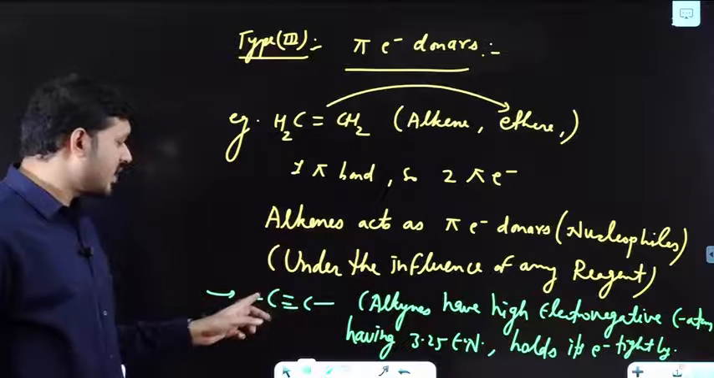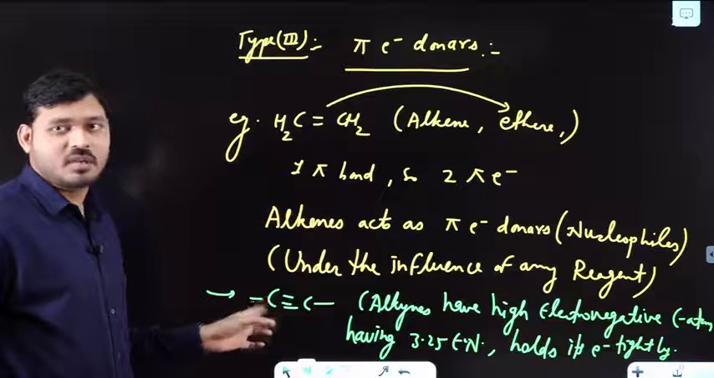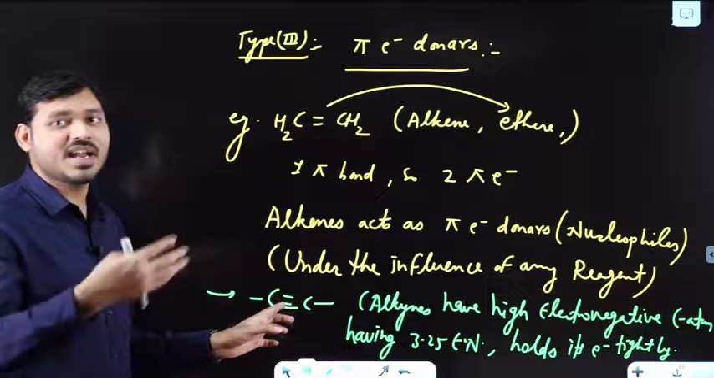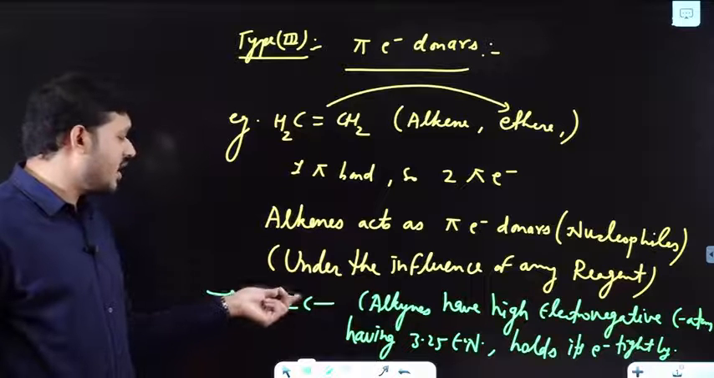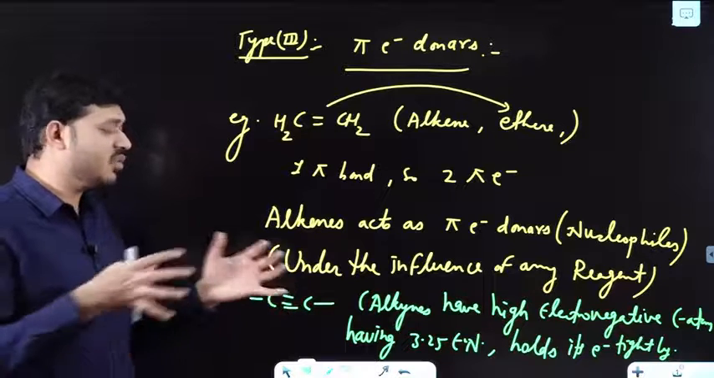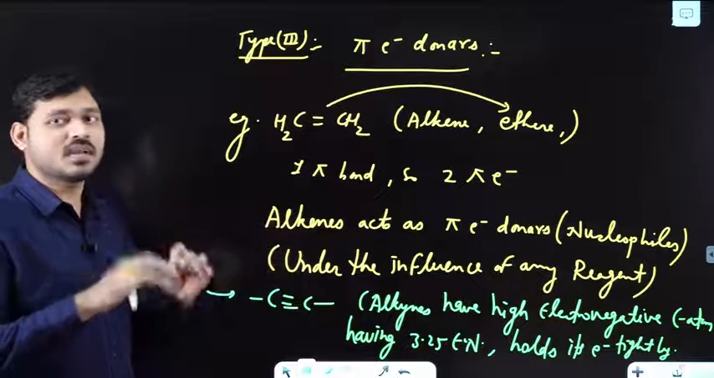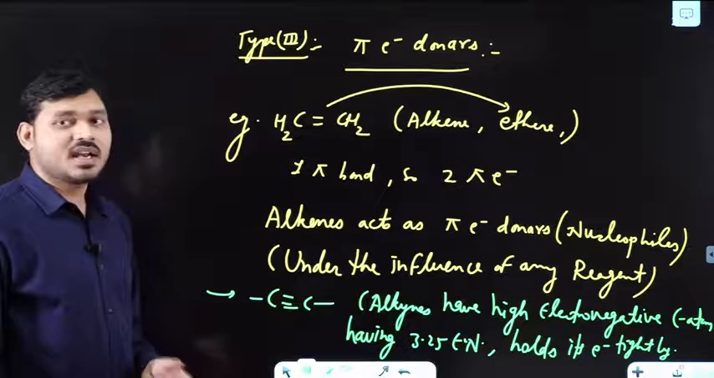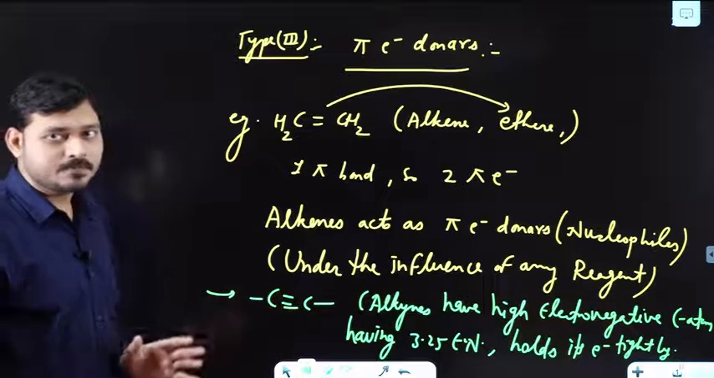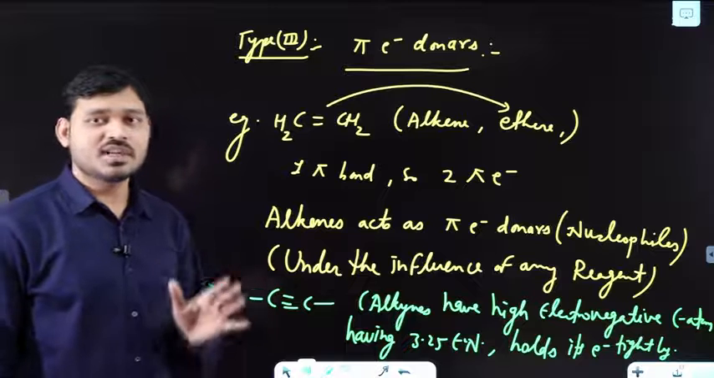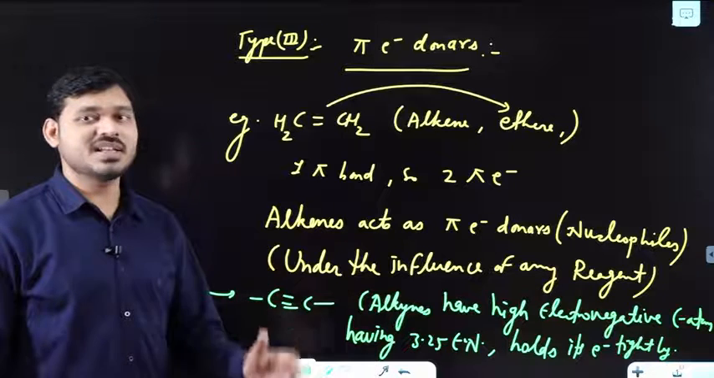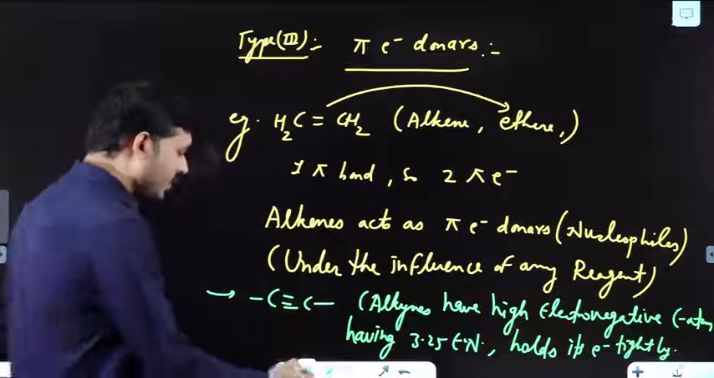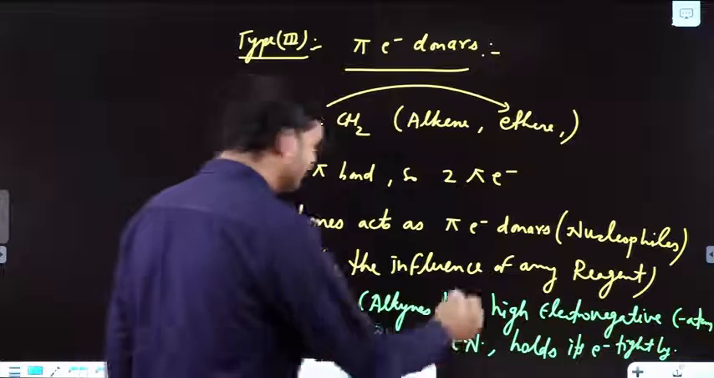Why? Because it is one of the most electronegative elements. Triple bonded carbon has electronegativity 3.25, even higher than nitrogen. So the pi bonded electrons are attracted towards each other. It holds its electrons and does not donate. Now the question arises whether they are reactive or not. Yes, remember, alkynes show many reactions very similar to alkenes, but they never behave as a nucleophile. Okay, so you can note it down.